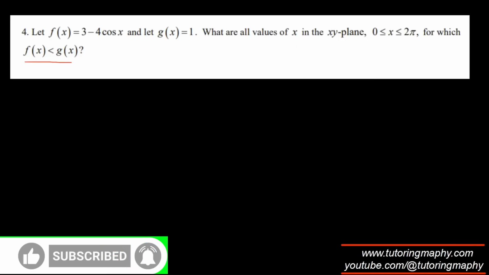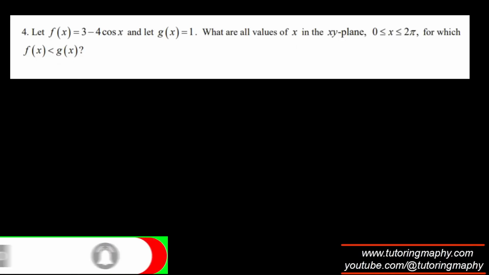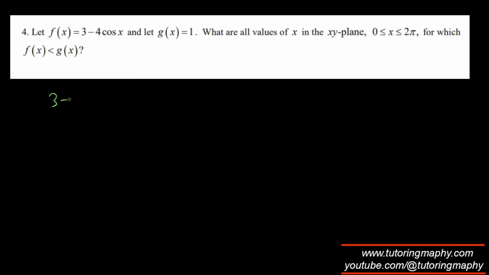They want f(x) to be less than g(x). So f(x), which is 3 minus 4 cosine x, should be less than g(x), which is just 1. I'm going to subtract 3 from both sides, so negative 4 cos x is less than negative 2. I'm going to divide both sides by negative 4. Remember, the inequality sign switches whenever you divide by a negative, and negative 2 over negative 4 is just 1 over 2.